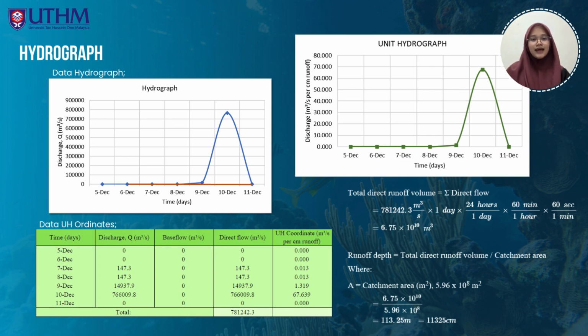For the last hydrograph, we obtain a total direct runoff volume of 6.75 × 10^10 m³, and a runoff depth of 11,325 cm, and we plot the UH ordinate, and here is the UH ordinate. So that's all from me, and I will pass to the next presenter.